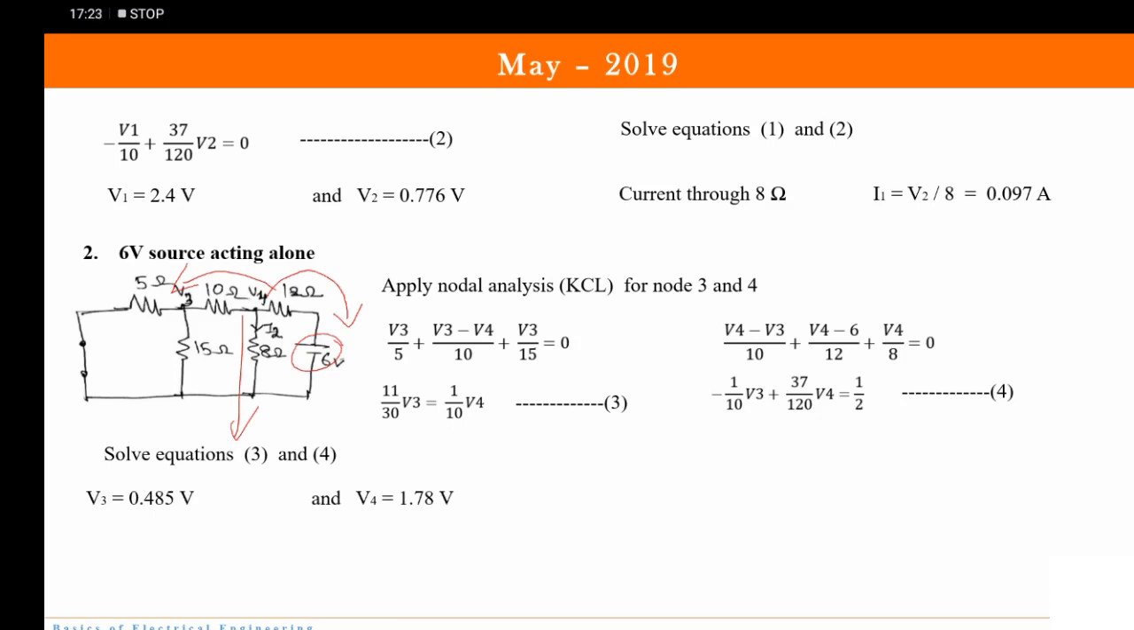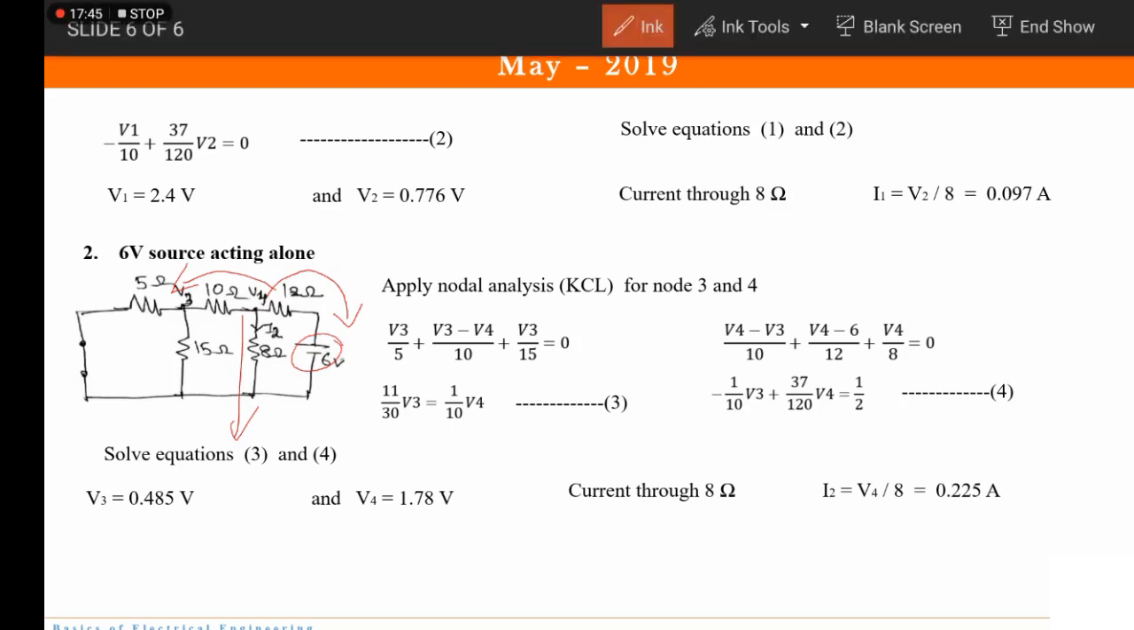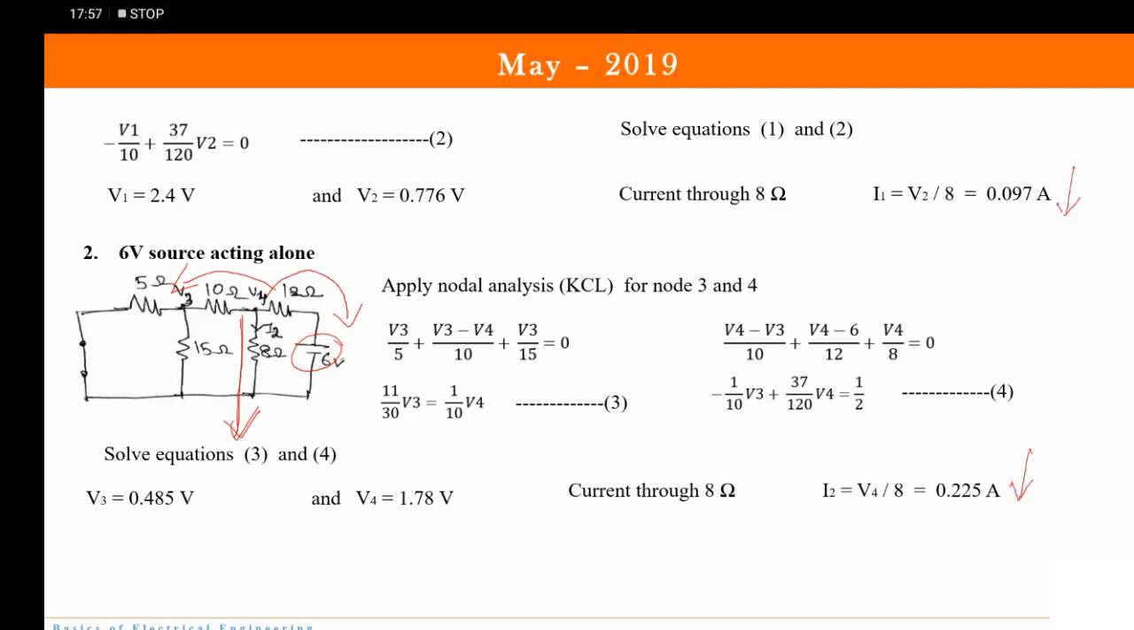Now what will be the current through the 8 ohm resistor? It will be V4 upon 8. So now we got I2 to be 0.225. Again it is positive, which means that, as we said, it is moving in this direction, so here also it is moving in the downward direction only.